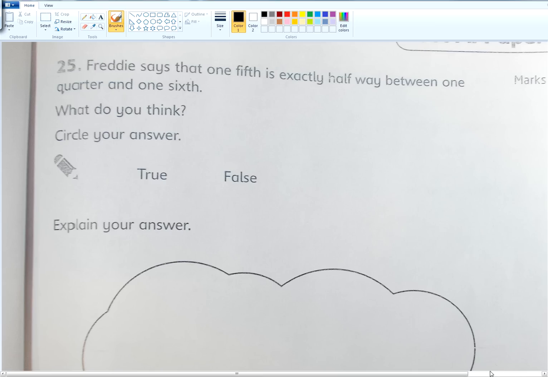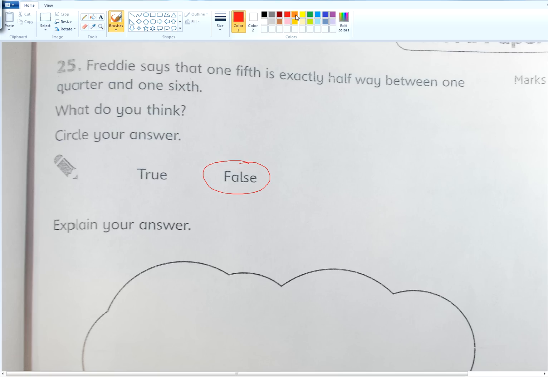Okay, Freddie says that 1/5 is... Now this is a good question. It's a nice question to kind of get your brain juices flowing, just for you to think. Freddie says that 1/5 is exactly halfway between 1/4 and 1/6. What do you think? Circle your answer. So the answer actually is false. Explain your answer. So I'm going to use all the space available for me over here.